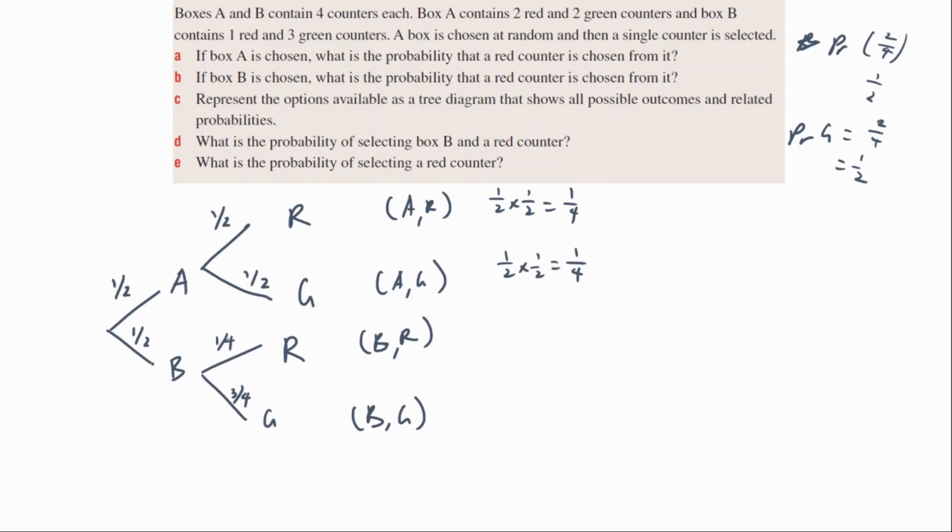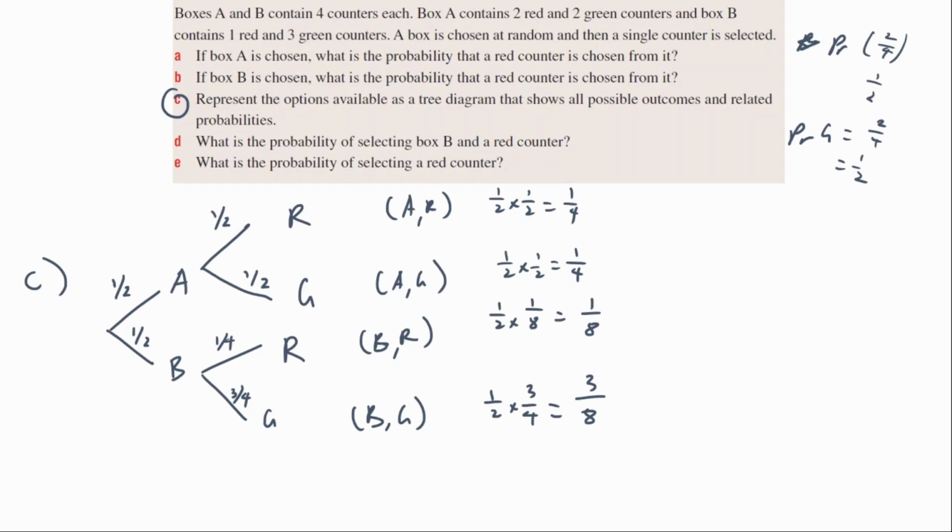In this case, it's a bit different. That's half times 1/4. That gives you 1/8. And this next one will be half times 3/4, which gives you 3/8. Alright, let's have a go at doing the questions. I've actually done question C first. That is question C. This represents as a tree diagram. Let's have a go at question A here.